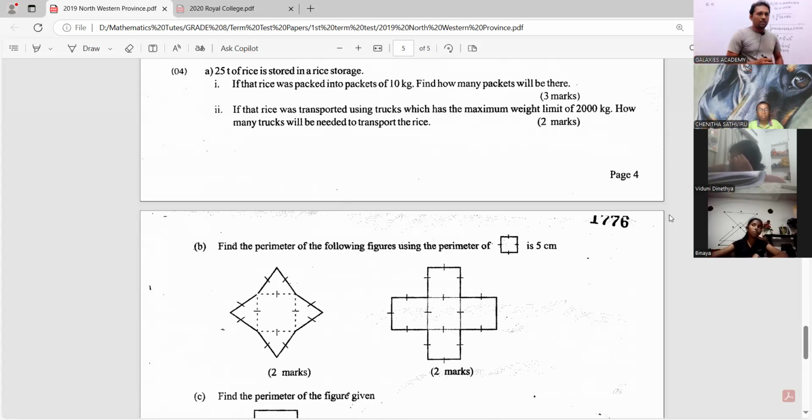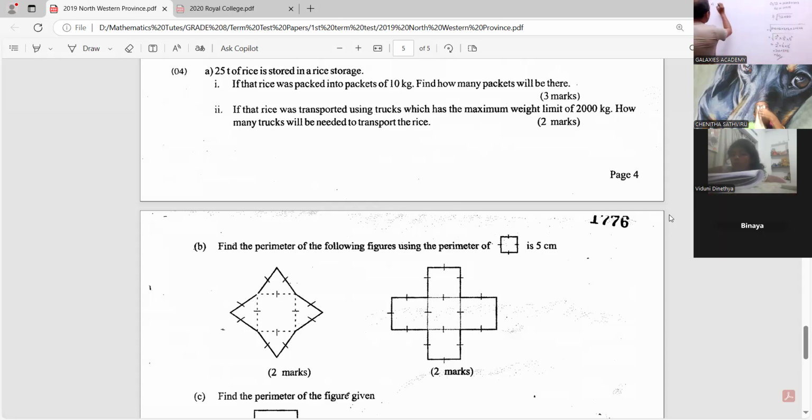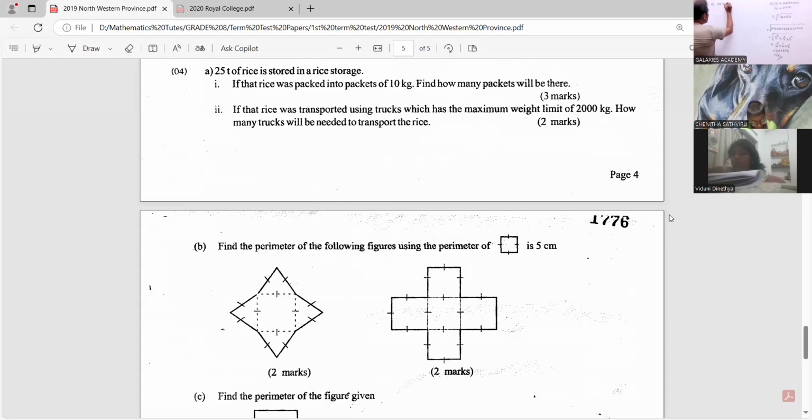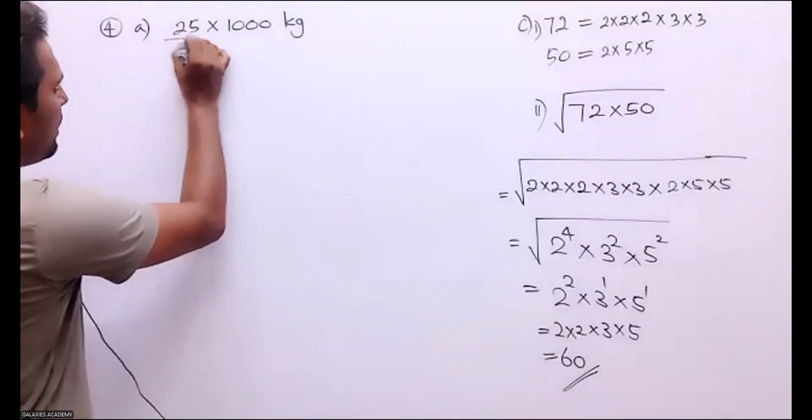25 metric tons of rice is stored in a rice storage. If that rice was packed into packets of 10 kilograms, find how many packets will be there. 25 metric tons. 25 metric tons mean how many kilograms you have to multiply by 1000. Then you can find how many kilograms. Then how many 10 kilograms for this total mass. Right? You have to find number of packets. So this value you have to divide by 10.